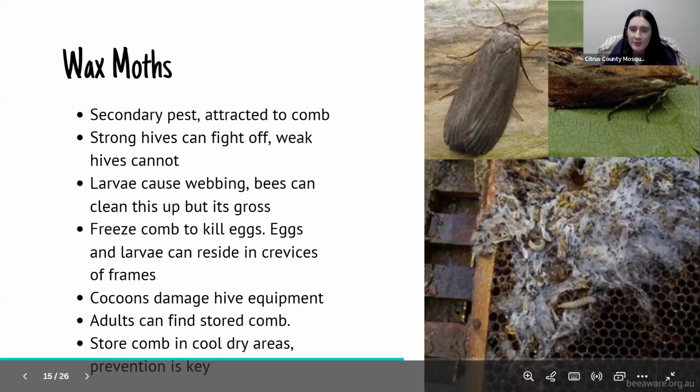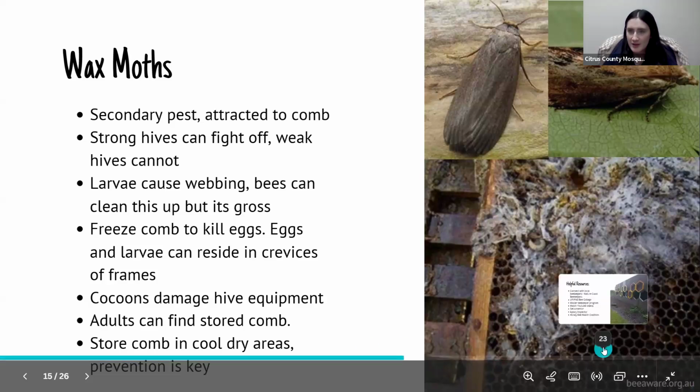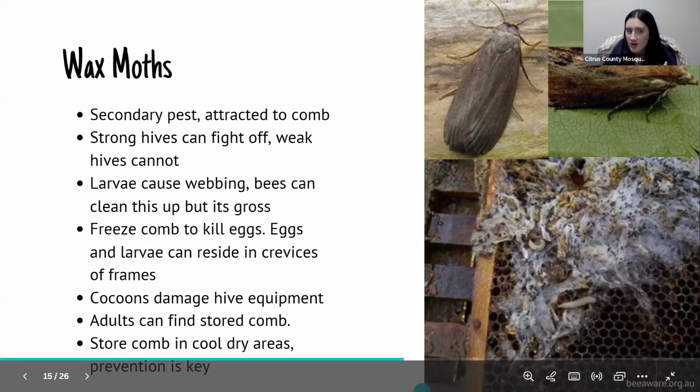So this is their larvae pictured down here, and they cause webbing. So unlike the hive beetles that are slimy, they cause a webbing or a silk. And bees can clean this up, but it's really gross. It's probably not their favorite thing to do because the larvae will burrow through the comb, and so it can be really messy and gross.